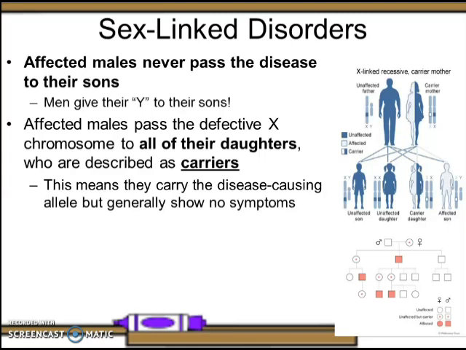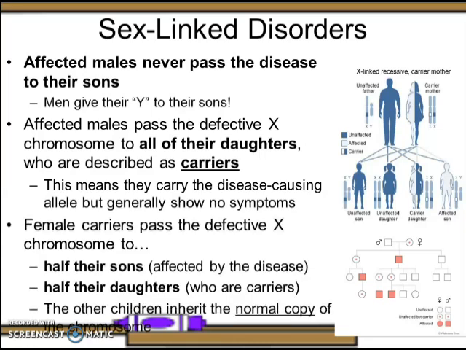Affected males pass the defective X chromosome to all of their daughters, who are described as carriers. This means they carry the disease-causing allele but generally show no symptoms. And female carriers pass the defective X chromosome to half of their sons, who are affected by the disease, and half of their daughters, who are carriers. The other children inherit the normal copy of the chromosome.